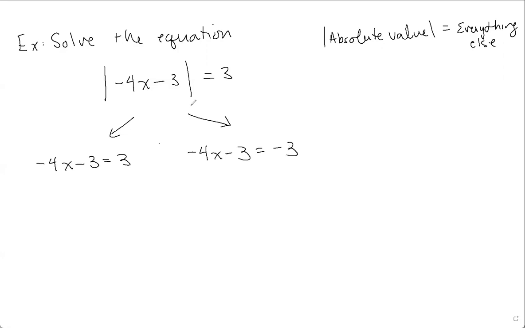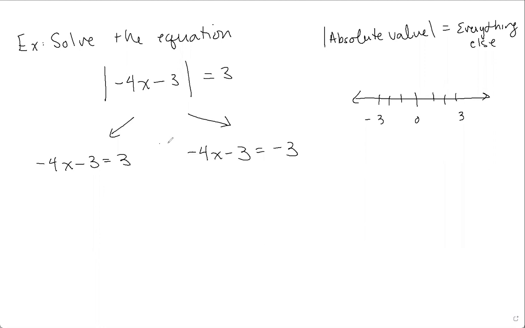Remember, what we're doing here is we're trying to figure out what number we could put into this absolute value so we're 3 units away from 0. And remember, if we're 3 units away from 0, that means we're either equal to positive 3 or we're equal to negative 3. So that's why we set one equal to the positive case and one equal to the negative case. Now let's solve the equation.